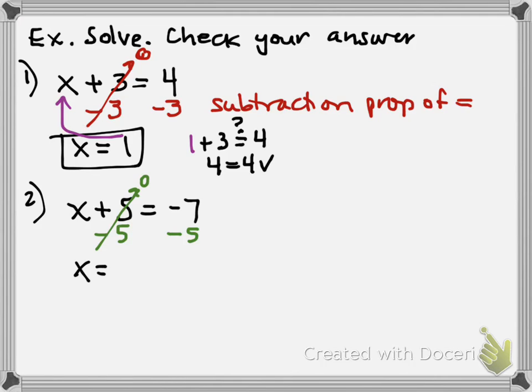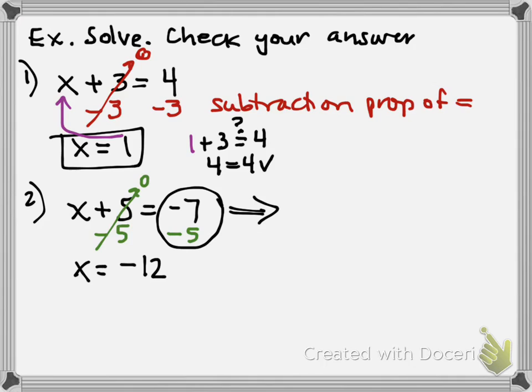Now over here, I've got a -7 and a -5. Are the signs the same or different? Same. So do I add or subtract? Add. What sign does my answer get? Gets a negative because it matches the sign of the numbers. So I get -12.